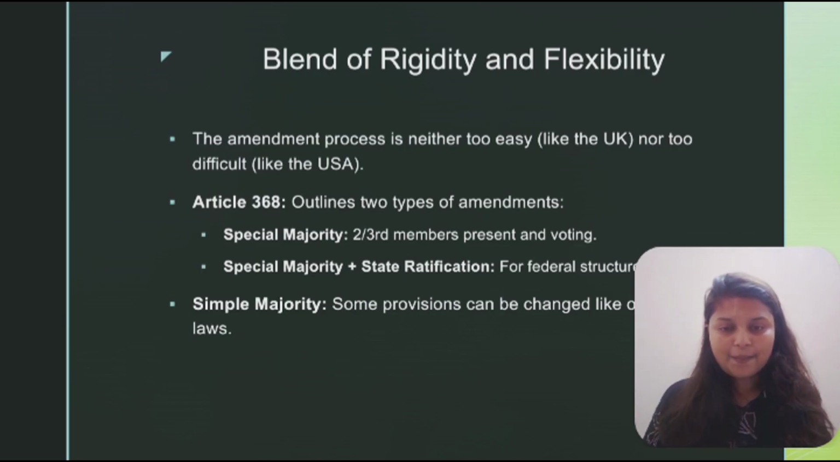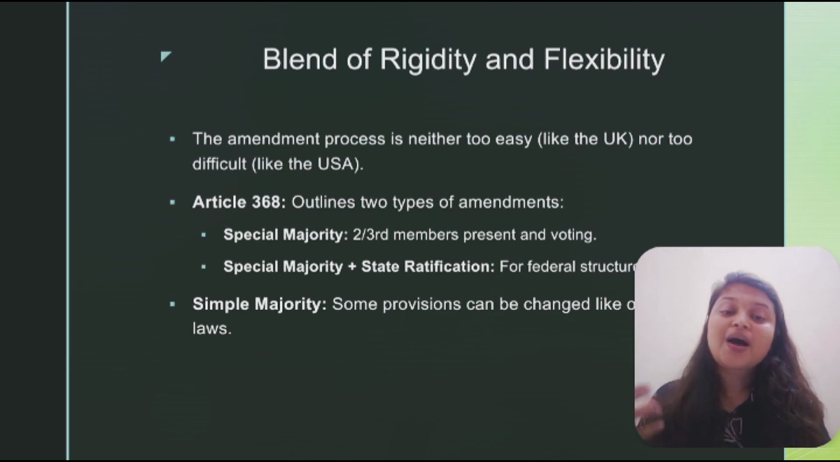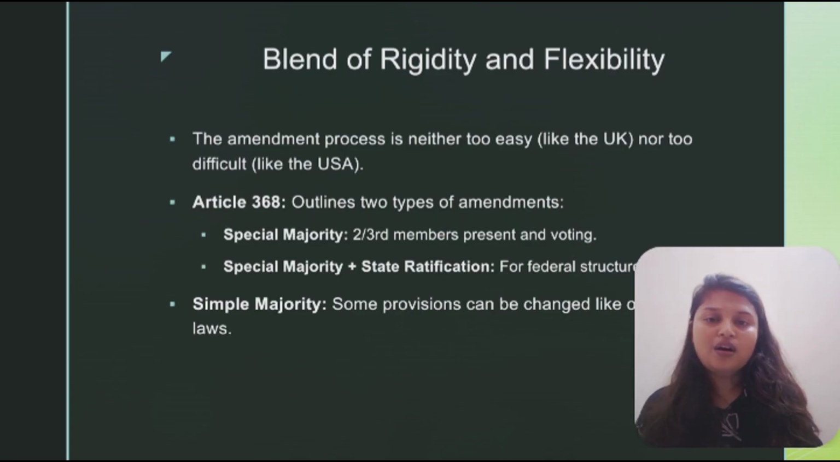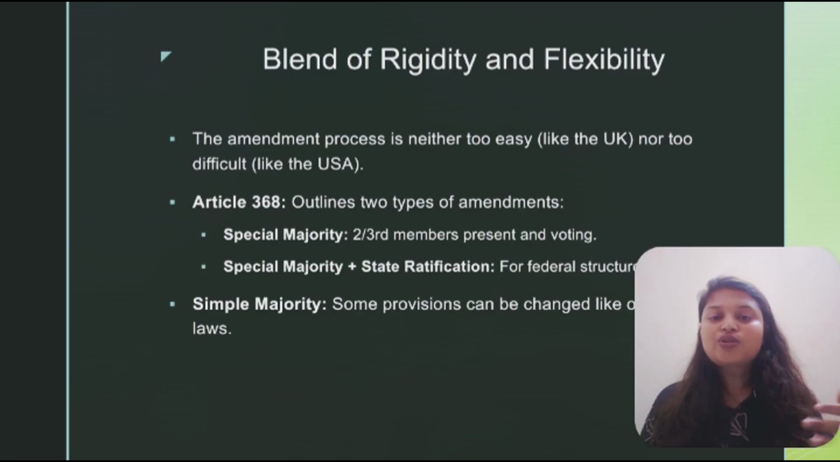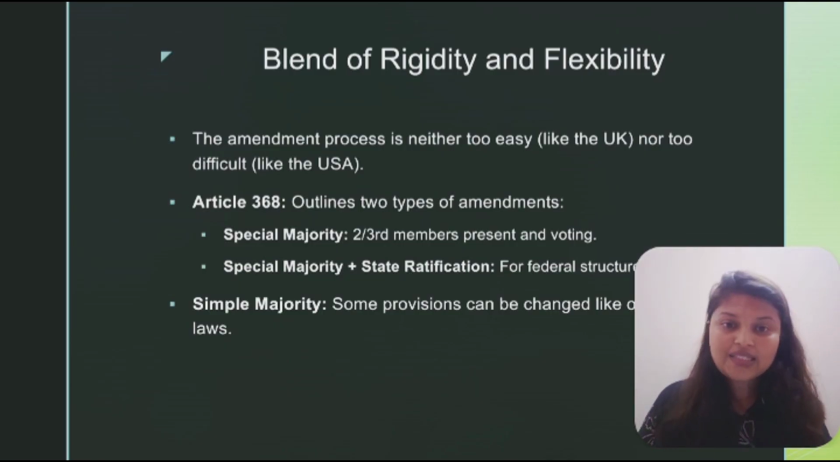For example, there are certain provisions in our articles that require only a simple majority, that is a simple procedure to be followed in order to modify the constitution, that is, amend the constitution. And some parts of the constitution require a special majority. For example, for amending the fundamental rights and also the basic features of the constitution, it requires a special majority, right? What is special majority? That is 2/3 of all the members of the parliament. And what is simple majority? It is 2/3 of the members present and voting, right?